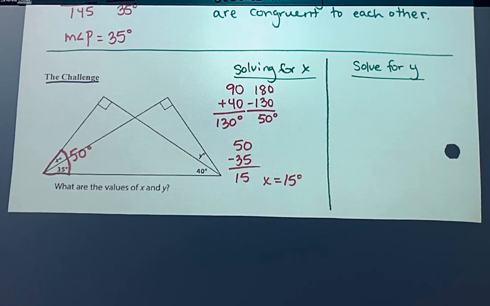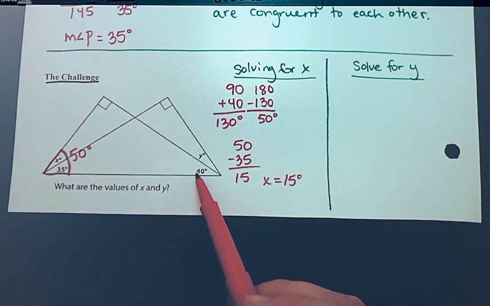And again, you can go about checking that by saying, what is 15 plus 35? And you get 50. Then 50 plus 90 plus 40 will give you 180.